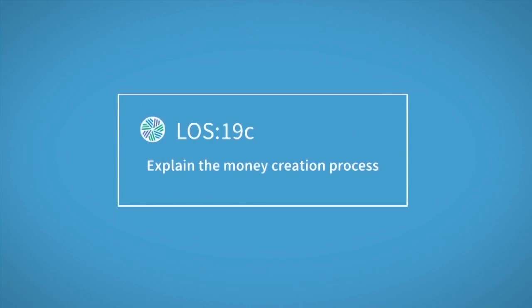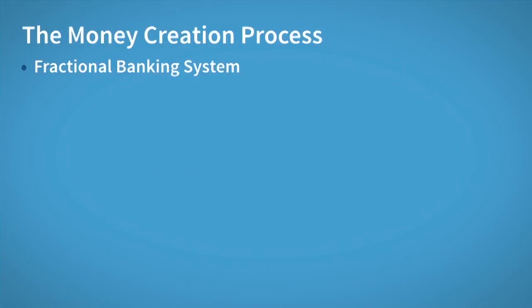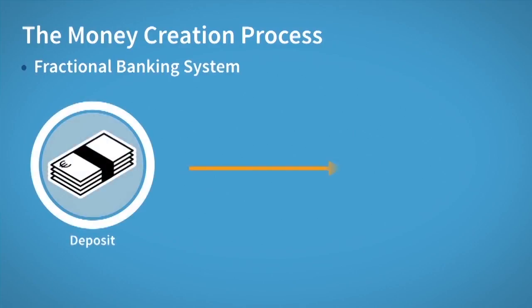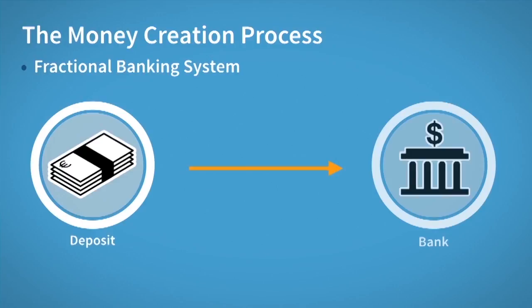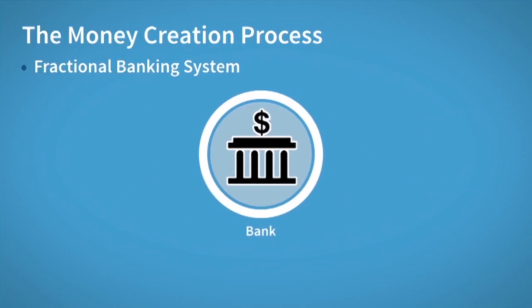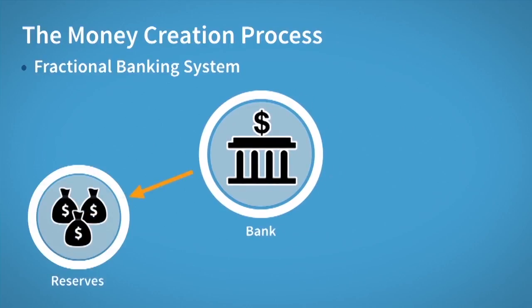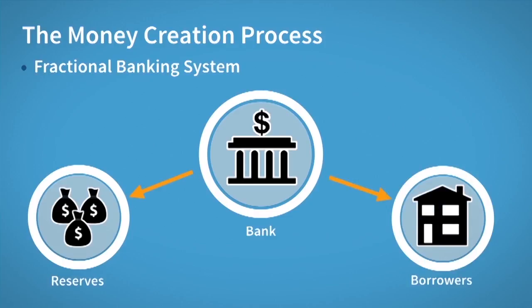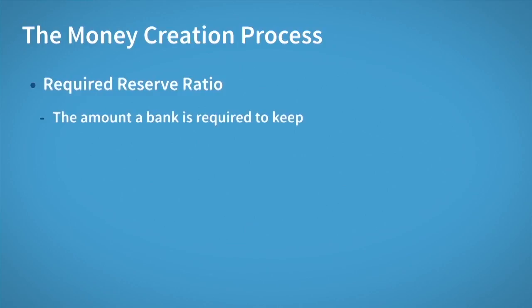Next, we must explain the money creation process. This is all based on the fractional reserve banking system. Under this system, when a bank receives money in the form of deposits, they are not required to keep 100% of that money in their vault for safekeeping. They must retain a portion of it as reserves to fund withdrawals, but they can take the rest and lend it to a borrower. The amount which they are required to keep is determined by the required reserve ratio.